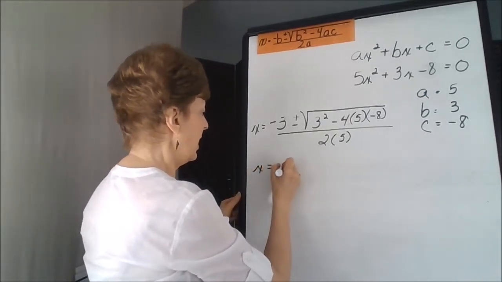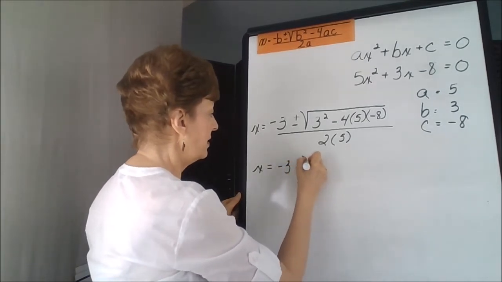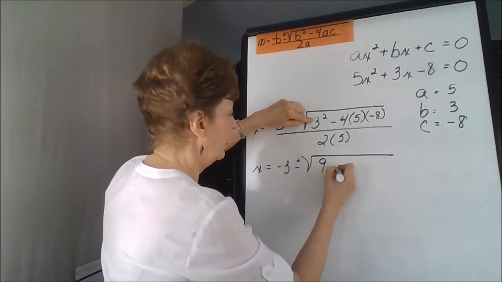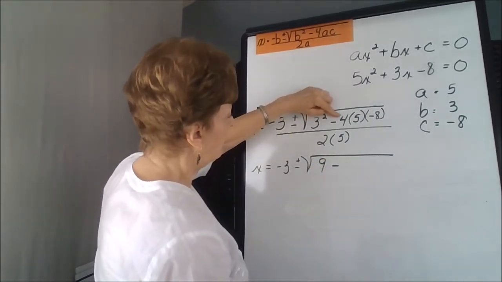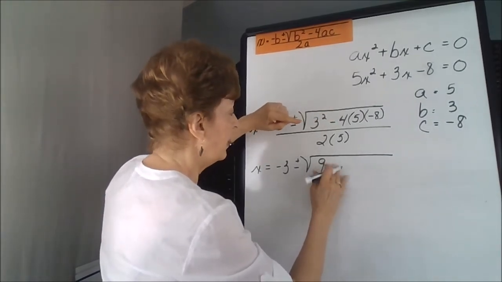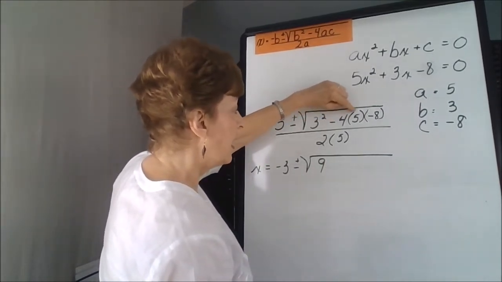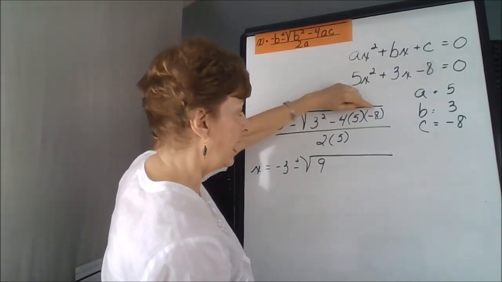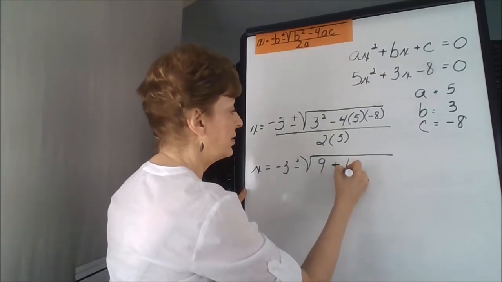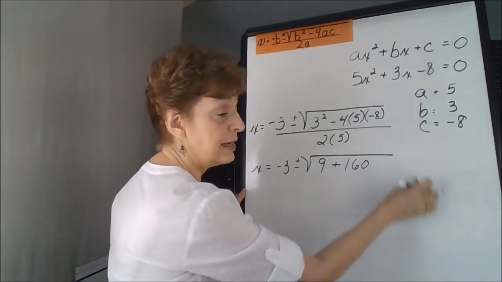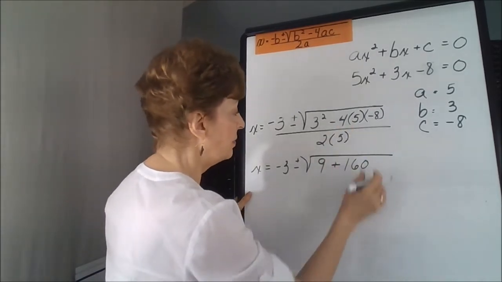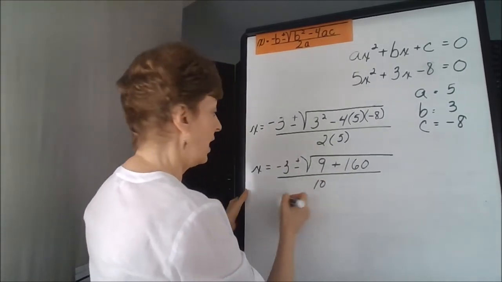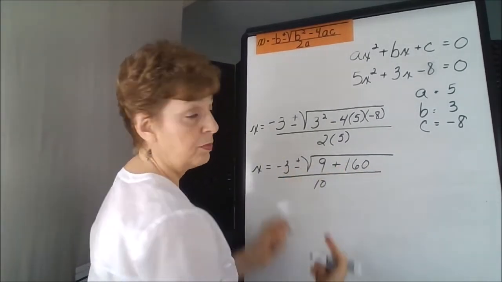X is equal to negative 3 plus or minus the square root of 3 times 3 is 9, minus, okay, this is a negative, well, I'm not sure it's a negative yet. Minus 4 times 5 is negative 20. Negative 20 times 8 is a positive 160. And you can do a side calculation if you need to do your multiplication. Divided by 10.